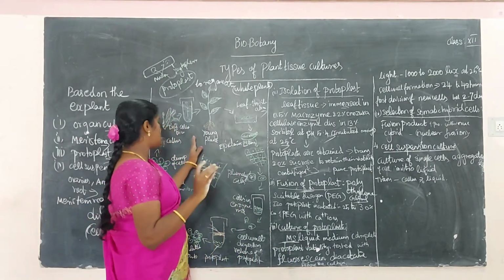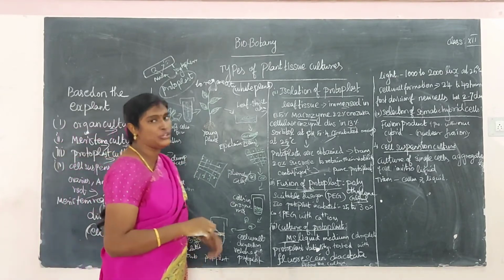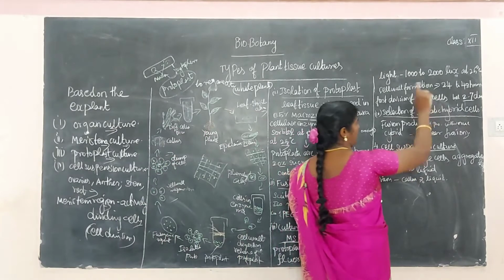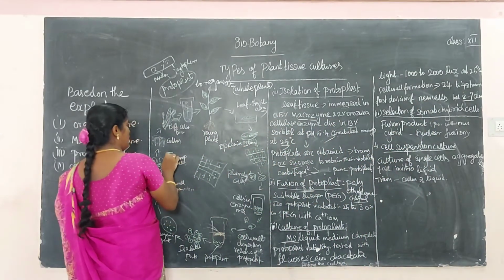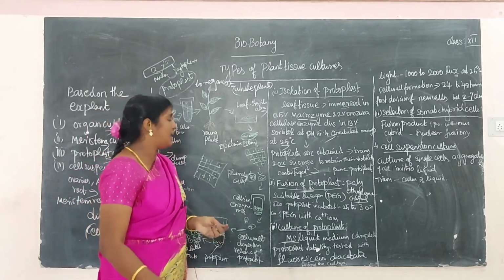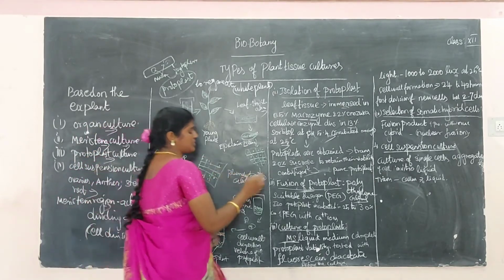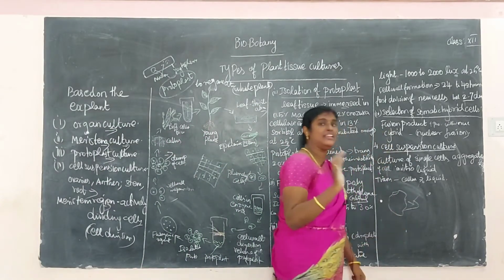Okay, so next is light. For example, we give a maximum of 1000 to 2000 lux and 25 degrees Celsius. The next process is cell wall formation. So cell wall formation, then callus. What is callus? This is a callus. An undifferentiated mass of cells, that is called callus.